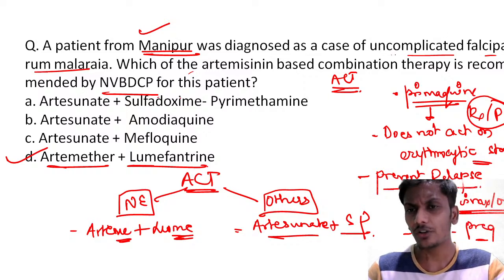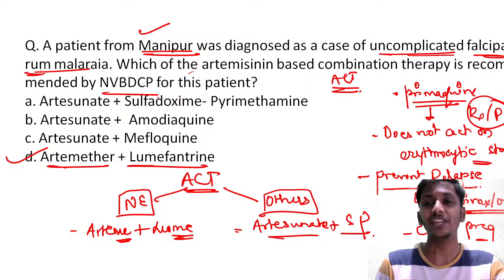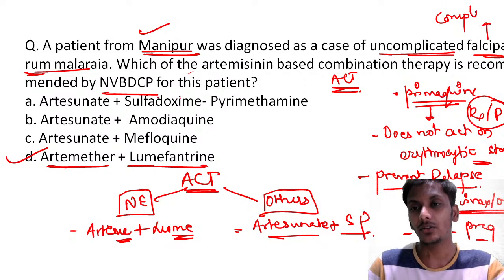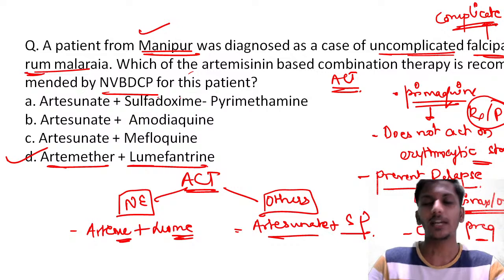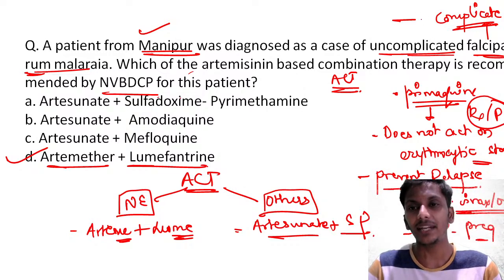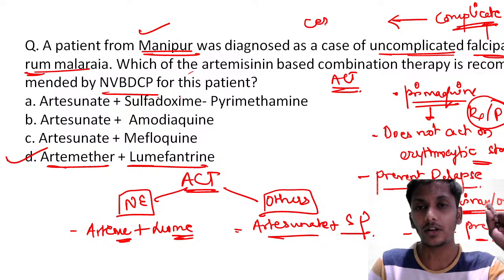Now in the question they have also mentioned uncomplicated falciparum malaria. Why is there a need to mention it as uncomplicated? Because falciparum malaria commonly complicates. Plasmodium falciparum is the most common Plasmodium species causing malaria in India. It can complicate, it can disseminate into your CNS, causing cerebral malaria.